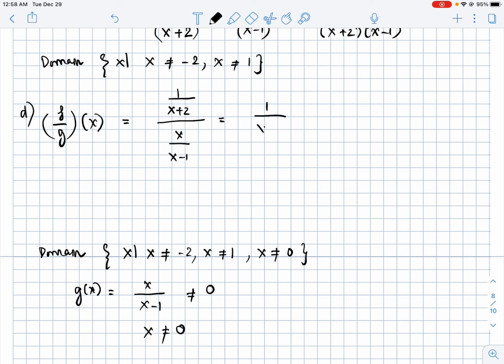Now we go back to simplify the fraction. So we have 1 over x plus 2, then multiply by the reciprocal of the denominator. We cannot simplify more, so we just multiply them together and write out the answer.